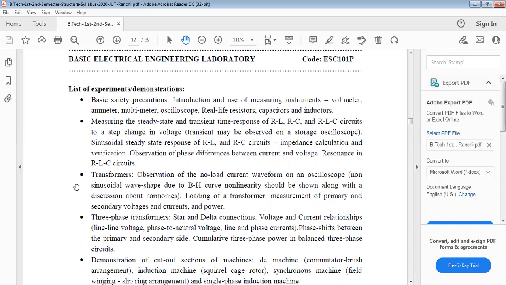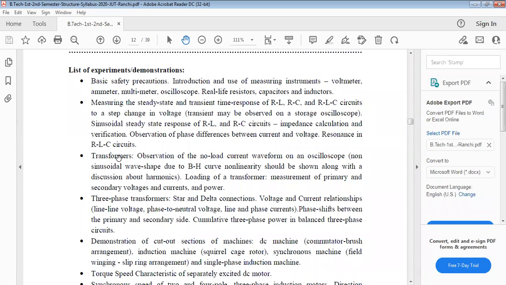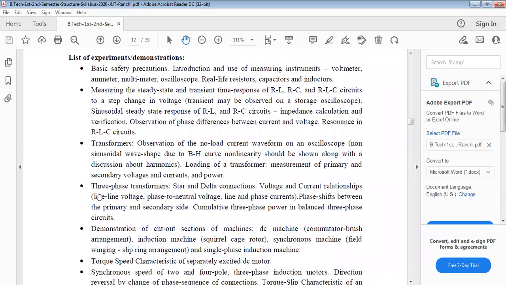The third experiment is on the transformer. The fourth experiment, you can clearly see, is also about the transformer, about the connections of the transformer. A transformer has many connections, star, delta, star or delta. So this experiment is based on the many connections of the transformer.